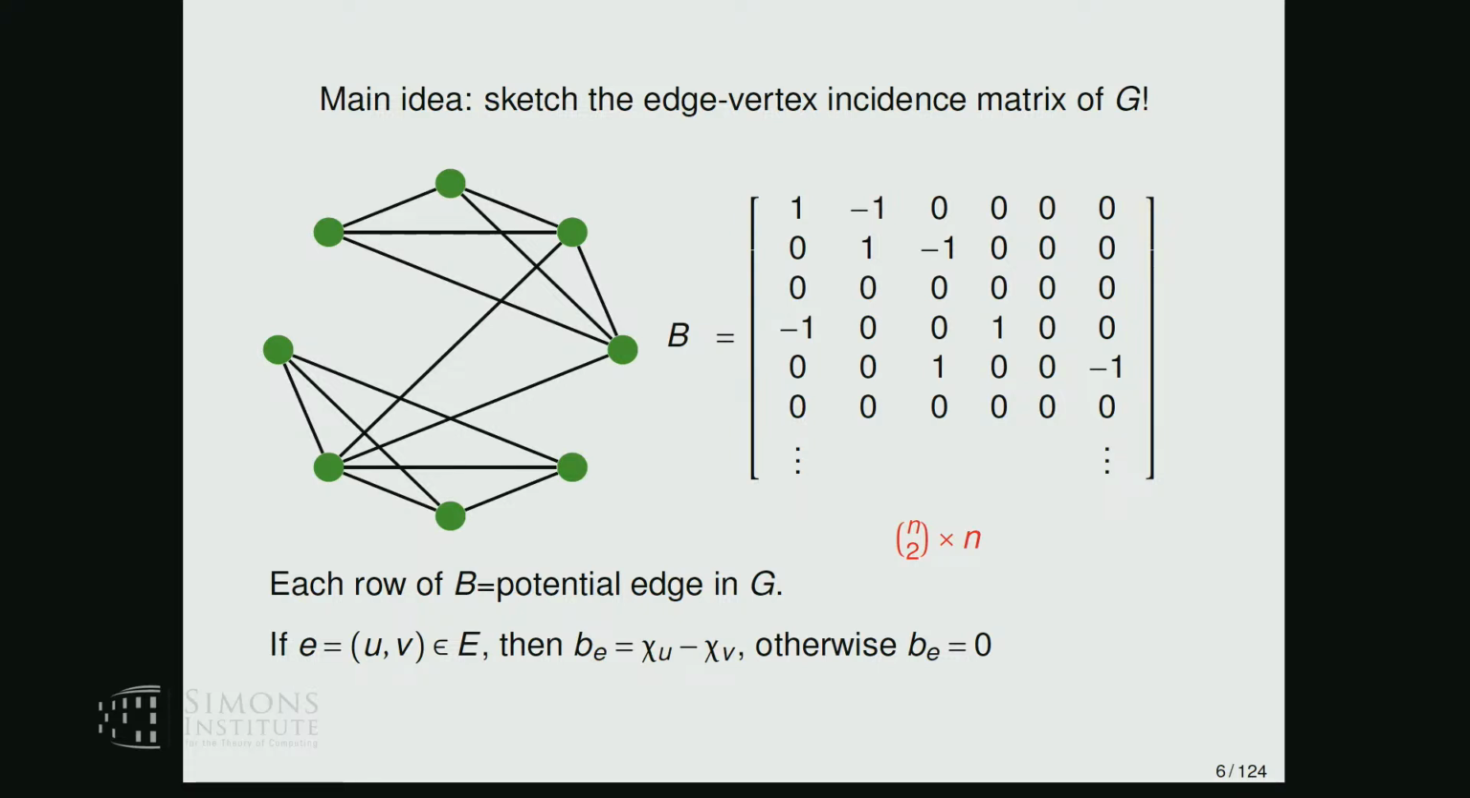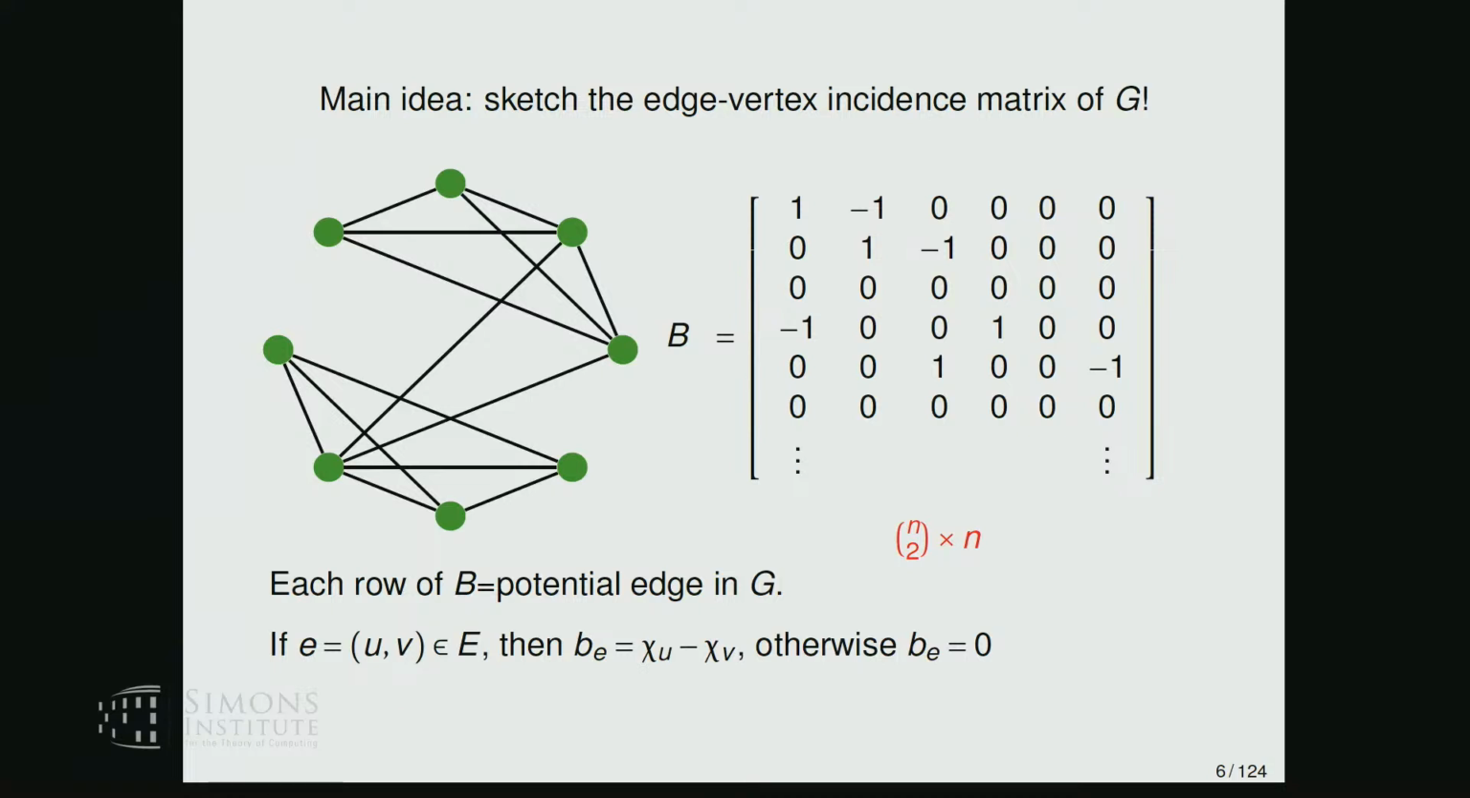It has n choose 2 rows and n columns. The columns correspond to vertices. The rows correspond to edges, or rather potential edges. I wanted to have a fixed dimension. A row is 0 for pairs of vertices that are not an edge in the graph. And if an edge UV is in the graph, then the row is non-zero. There is exactly one 1 and exactly one -1: 1 at U, -1 at V.